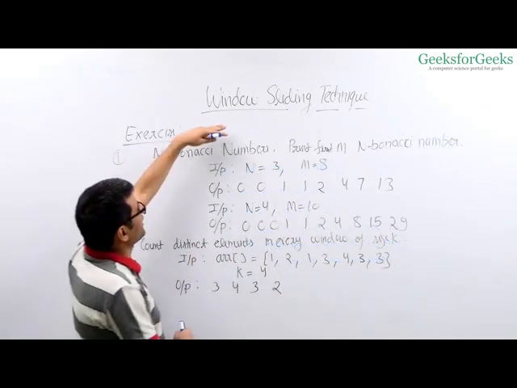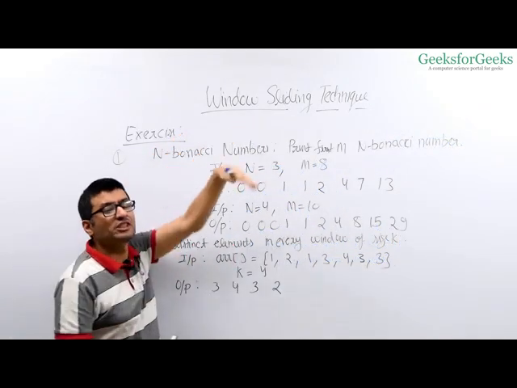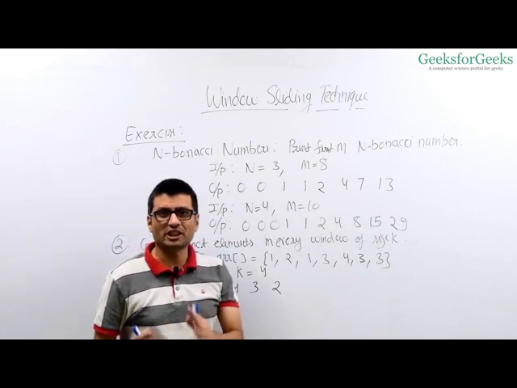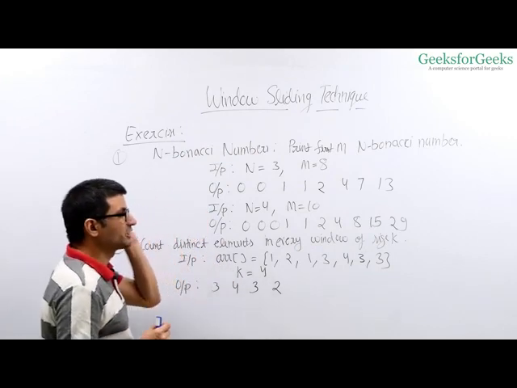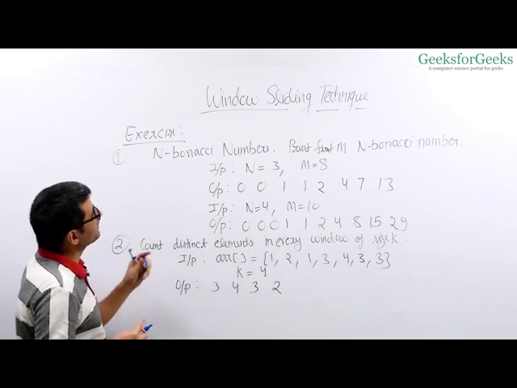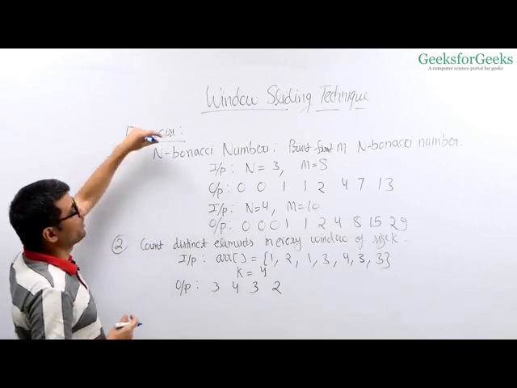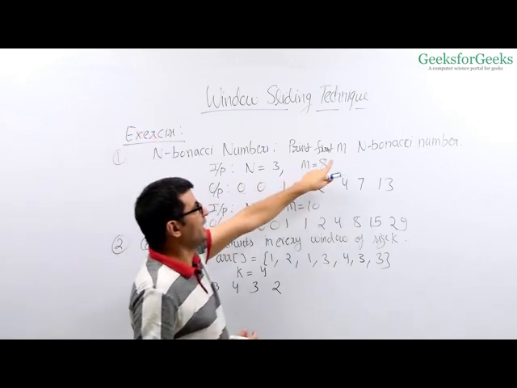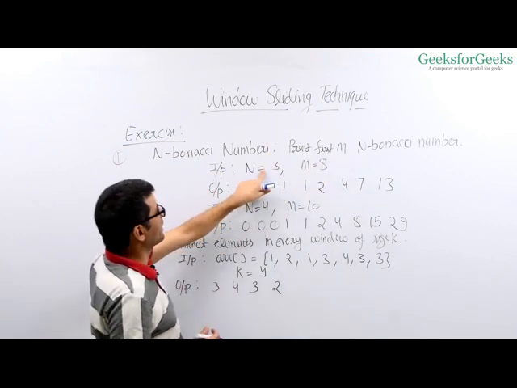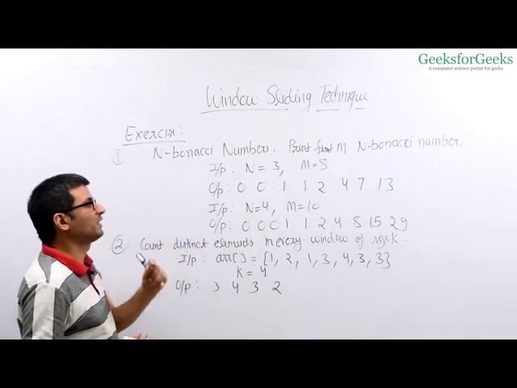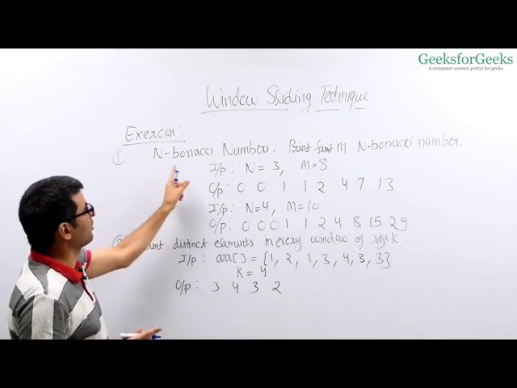Let us now take a look at some interesting questions based on the same window sliding concept, which are exercises for you, so you guys can try these questions at home. So the first question is n Fibonacci numbers. We are given a number m and a number n. We need to print the first m n-Fibonacci numbers.